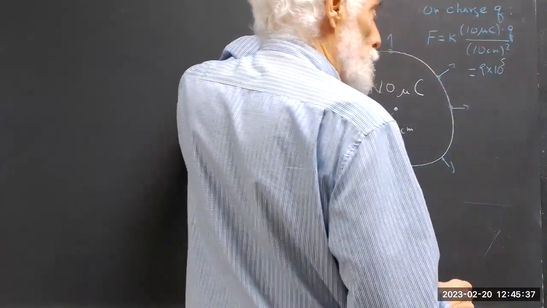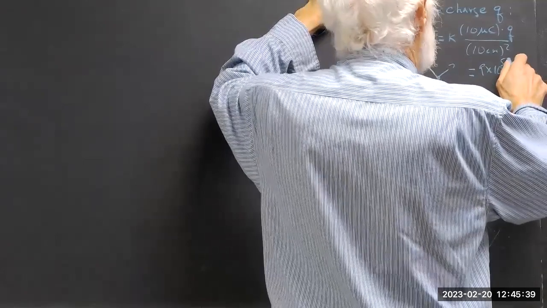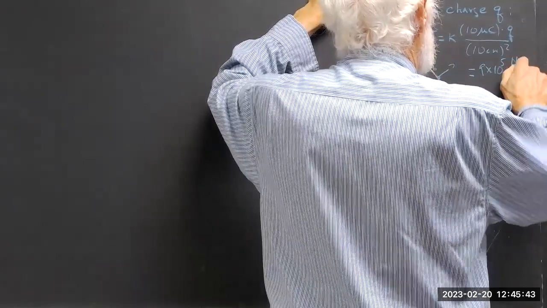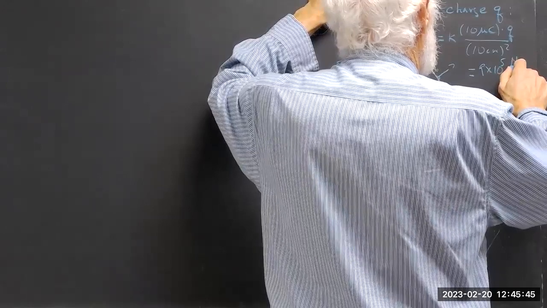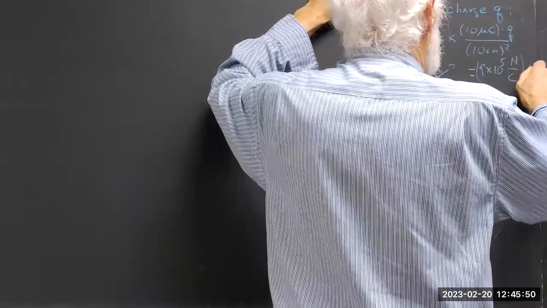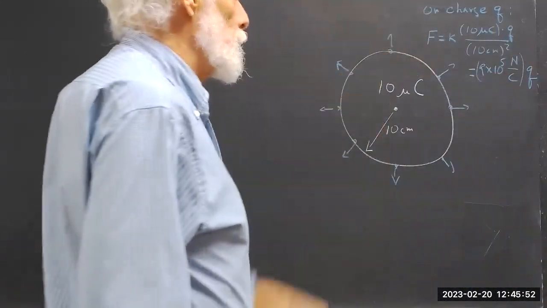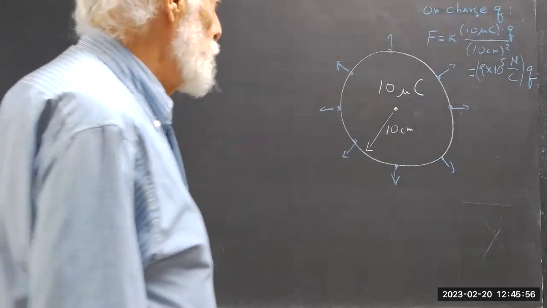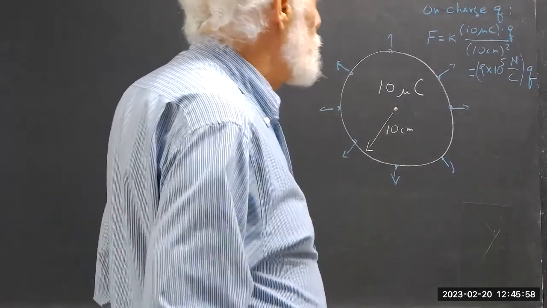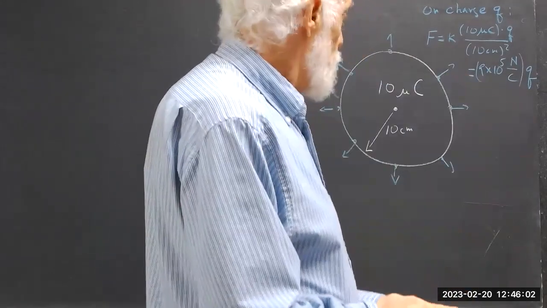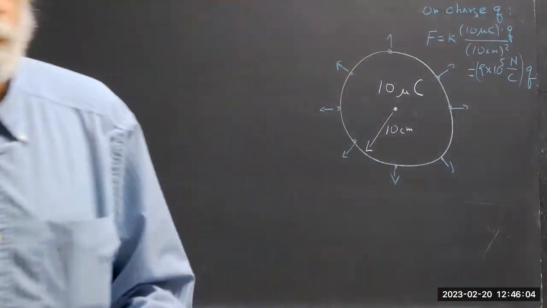9 times 10 to the 5th newtons per coulomb times Q. Now, assuming I did that right, you can do it yourself. I did a lot of it in my head. What's the electric field at that point?